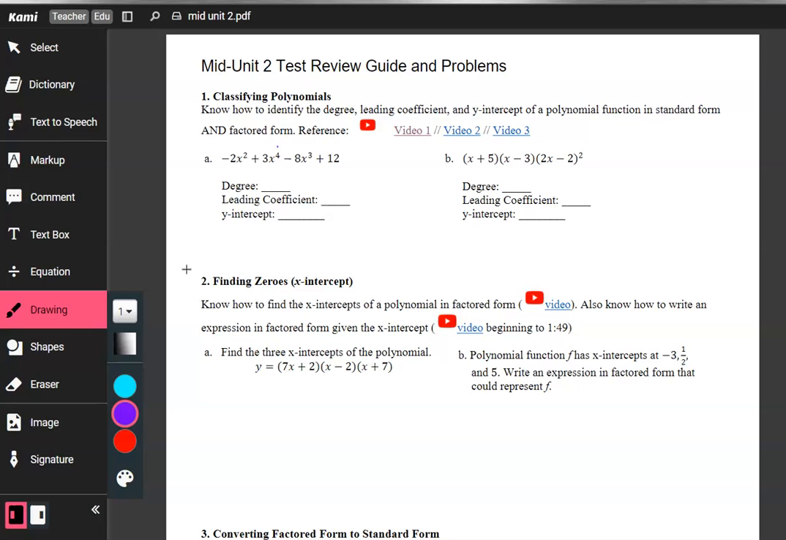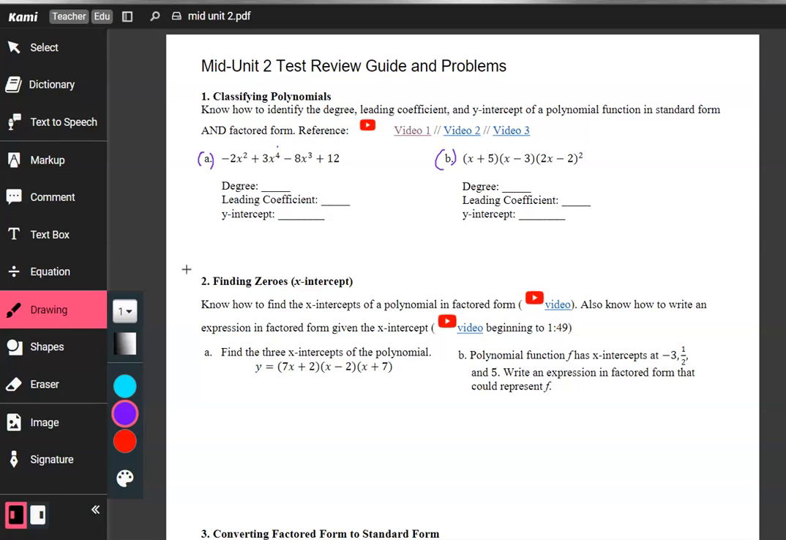This is a MidUnit2 test review guide. We're going to go over some problems to prepare for the MidUnit2 test. Question number 1 is called classifying polynomials. We have two parts, part A and part B.